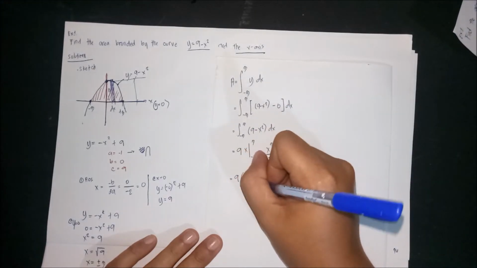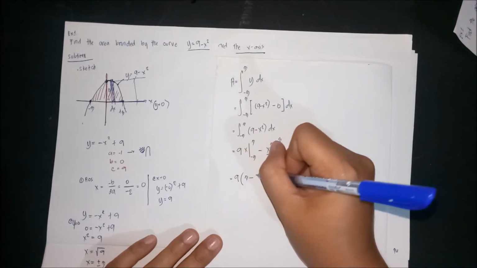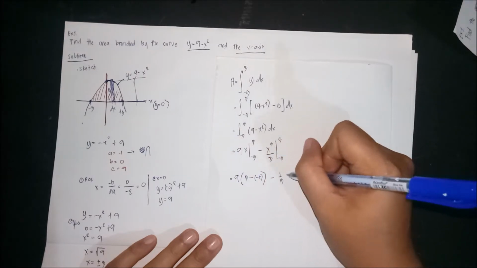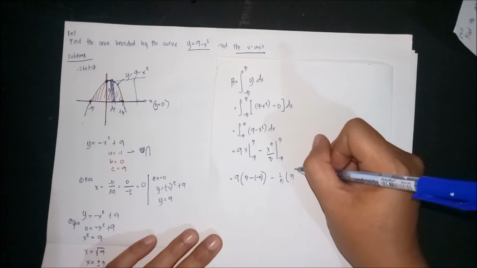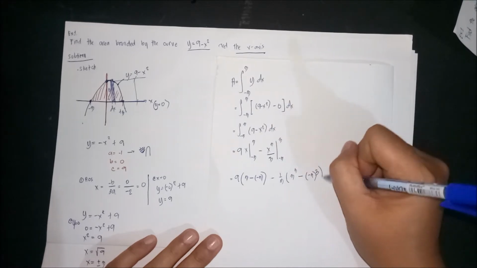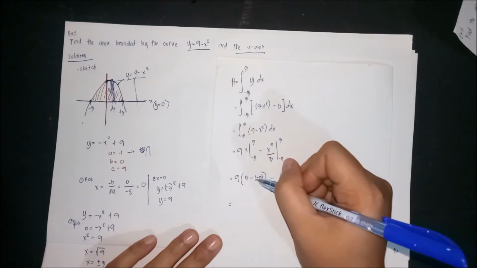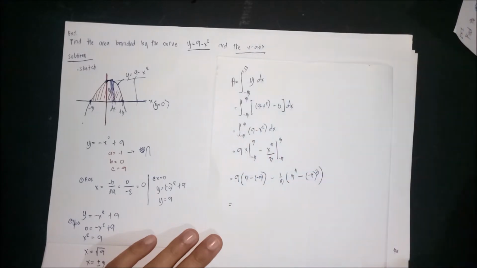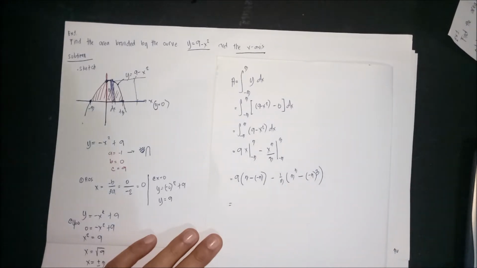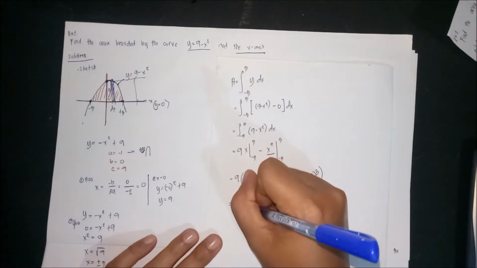So, this is 9 times upper limit minus negative 3, yung lower limit natin, minus 1/3 times 3 cubed upper minus yung lower na negative 3 cubed. This one, class, this becomes positive 6 times 9. That would be 6 times 9, 54.